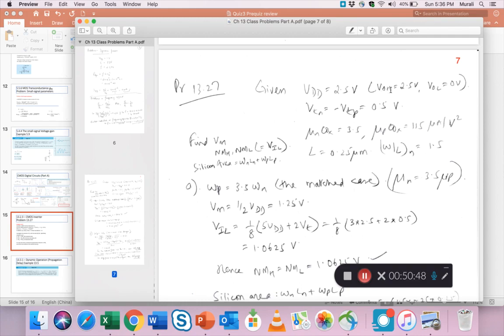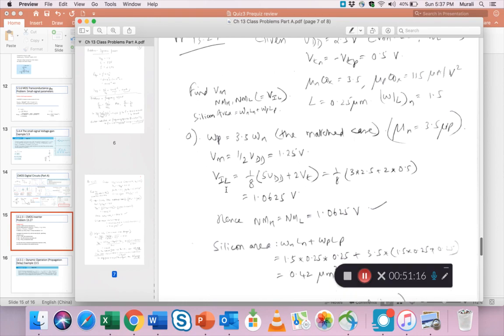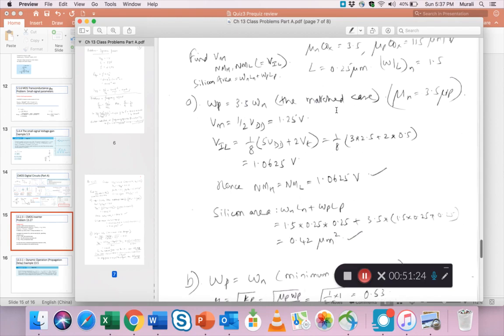Now the reason I write VOH and VOL here is because it's a CMOS, you can go straight away to these values, right? The output high is always VDD and the output low is 0 volt. So that's another big advantage of having a CMOS, because the biasing voltage becomes the high and 0 becomes the low. Okay, so with all that information, and the area has this formula, Wn times Ln plus Wp times Lp. So first let's start with the matched case.